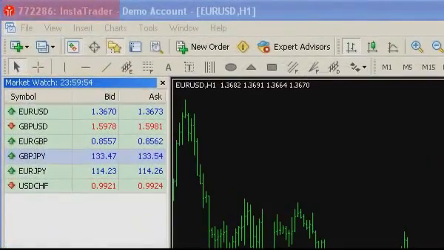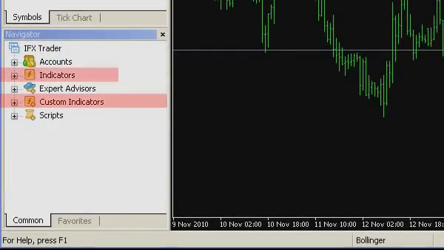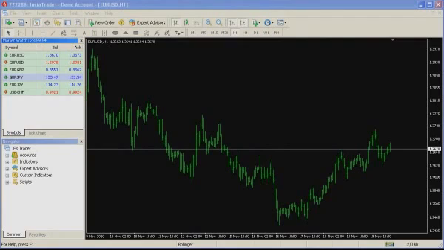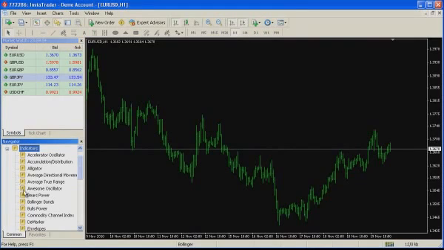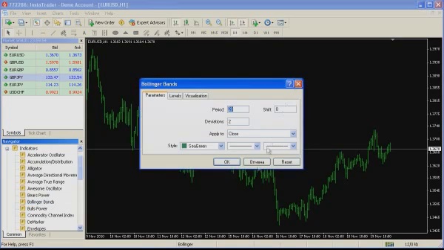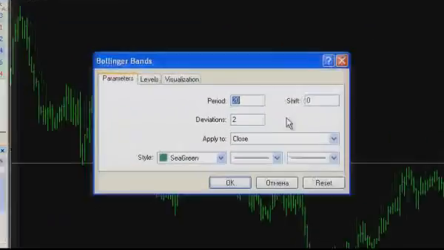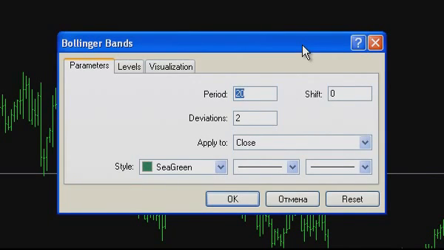Let us plot the Bollinger Bands indicator on the chart. The InstaTrader platform supports a great number of indicators and oscillators, including that of Bollinger Bands. With the InstaTrader platform, it can be easily applied to the chart. Open the list of indicators in the Navigator panel. Select Bollinger Bands and either drag it to the chart or give it a double left click. A pop-up box with parameters will then appear on the screen. You can leave them unchanged, adjust manually, or restore the default parameters by clicking on the Reset button.